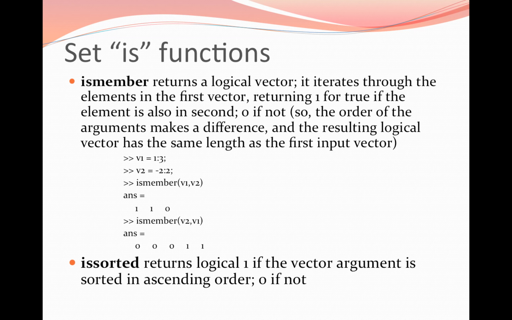The other 'is' function is called issorted. That returns logical 1 if the vector argument is sorted in ascending order, or 0 for false if it is not. So if it's sorted but in descending order, we're going to get false. issorted only returns logical true if the vector argument is sorted in ascending order.